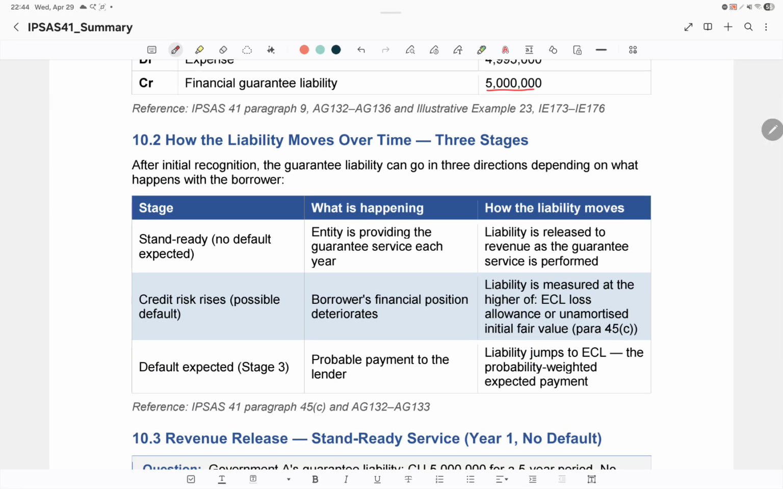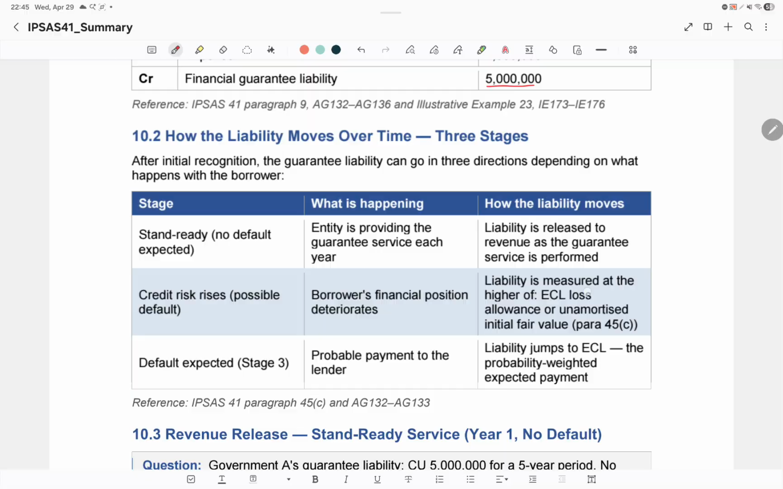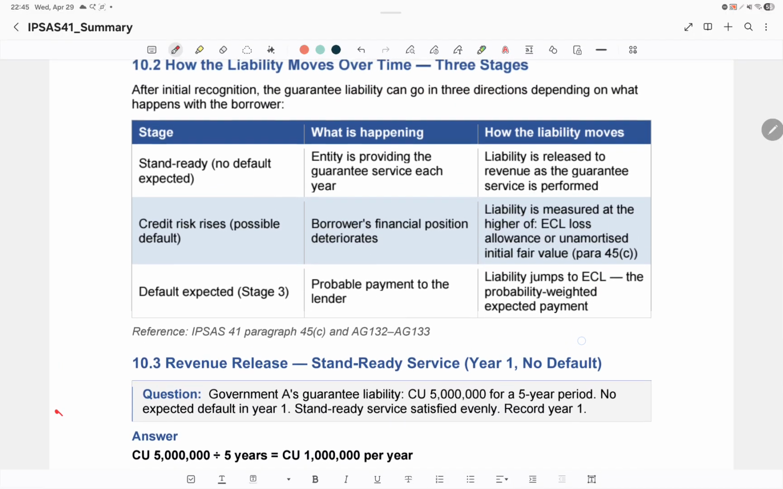So how does the liability move over time? There are three stages. After initial recognition, the guarantee liability can go three directions depending on what happens with the borrower. Standby, no default: the entity doesn't default, so it's standby. The entity is providing the guarantee service each year and the liability is released. If you recognized 5 million, you divide by 5, so each year you release 1 million.